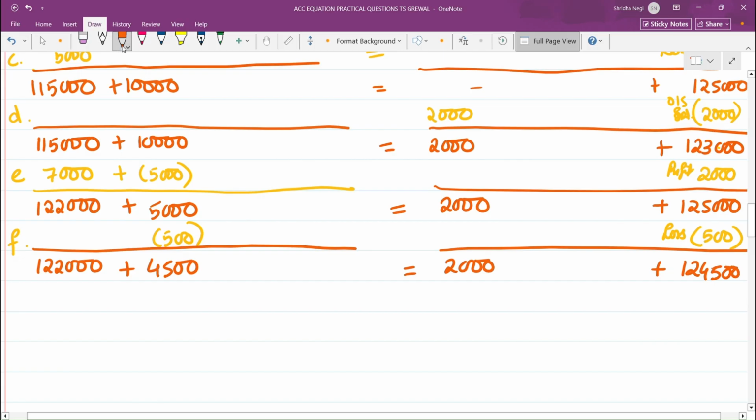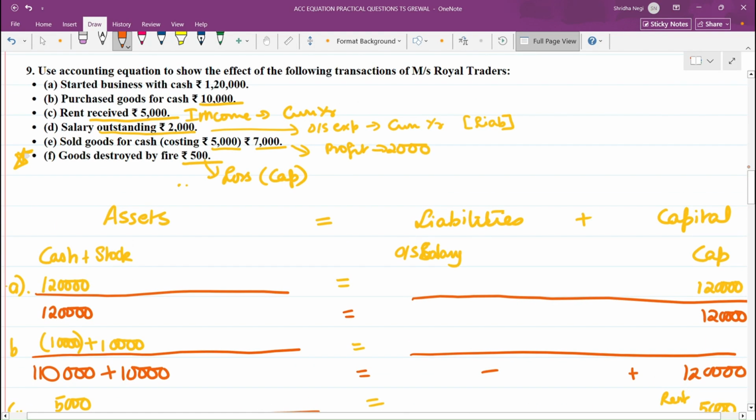So let's add them up. This is 500, 1,26,500, and here 500, 1,26,500. So your LHS is equal to your RHS. So this is the important point here. Goods destroyed by fire. Stock is decreasing and it's a loss. So loss affects the capital account. Cash will not decrease, cash is not going. It's a loss. Okay, so be careful.